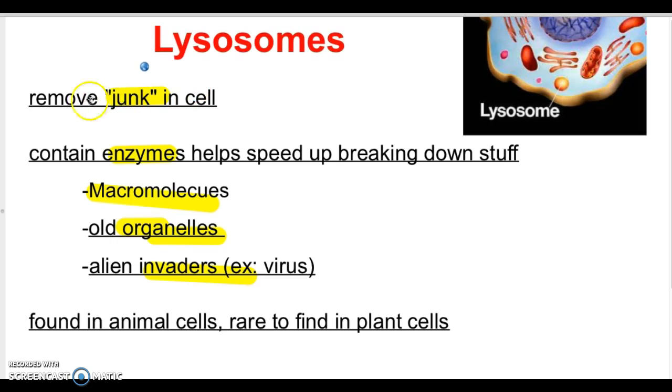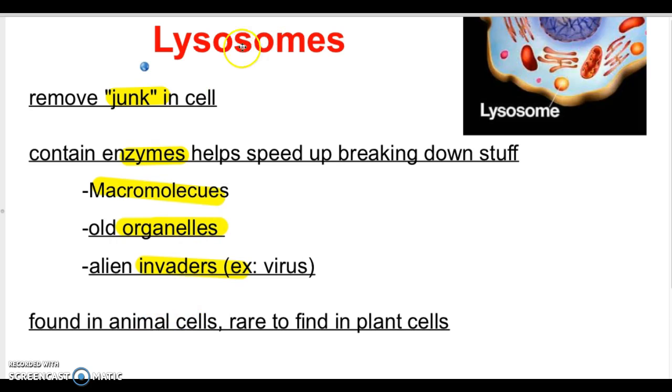Okay, another organelle that we know to review is called lysosomes. Lysosomes is basically a removal system that removes all the junk inside of the cell. So it contains these enzymes. And remember, back in biochemistry, enzymes help speed up chemical reactions. So lysosomes help speed up and break down a bunch of different stuff in the cell. Sometimes it breaks up macromolecules, sometimes it gets rid of old organelles that aren't working anymore, sometimes it gets rid of invaders like viruses and things that aren't supposed to be in the cell.